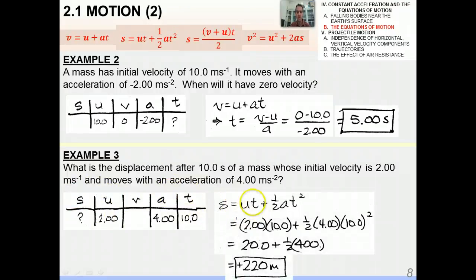For this one, you would probably most simply use s equals ut plus 1/2 at squared. You should explore and see if you can use another set of kinematics equations to do this one. Maybe you can. I got positive 220 meters for my displacement in this one.